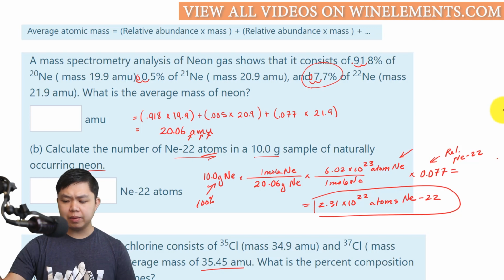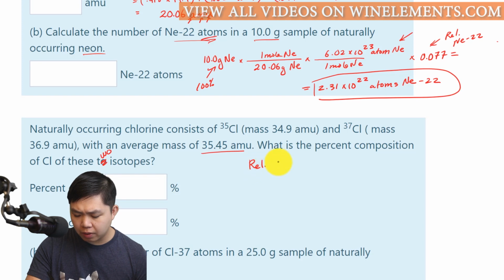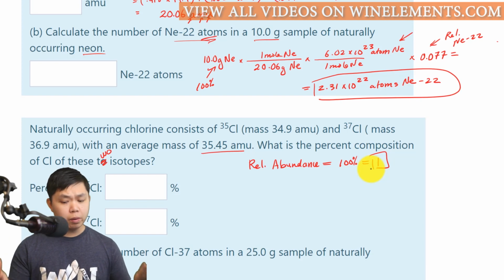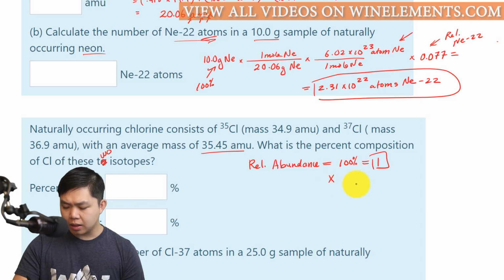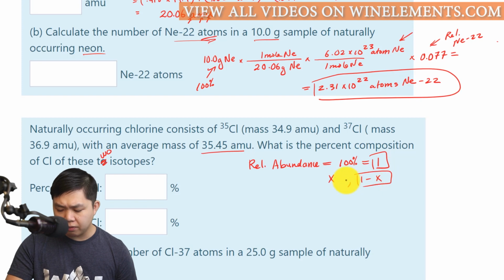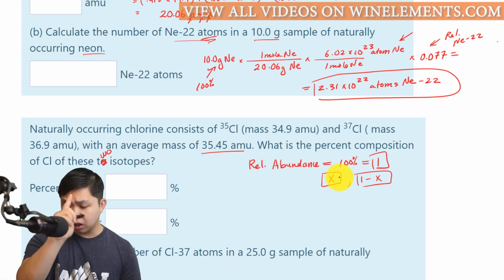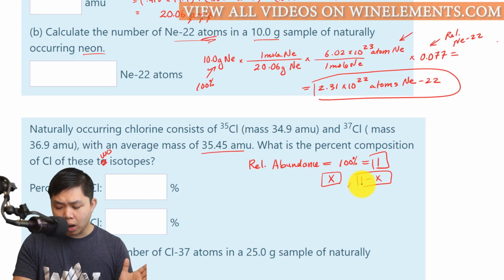Again, we are going to use the same formula, but we have to understand relative abundance. Relative abundance is relative to 100%, but the magic number is pretty much 1. Because 100 is the big number, but 1 we can deal with. So there are only 2 isotopes. If one of them is X, the other one must be 1 minus X. So the concept is this. We are going to use a variable to represent the relative abundance because we don't know what they are yet. But we know for sure if one of them is X, or whatever variable we use, the other one must be 1 minus something, right?